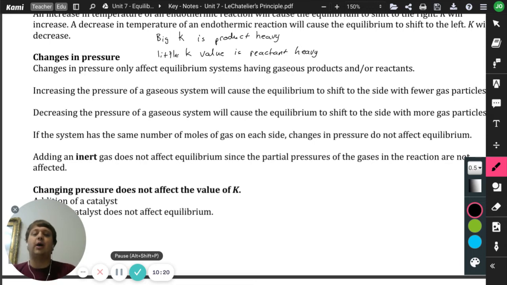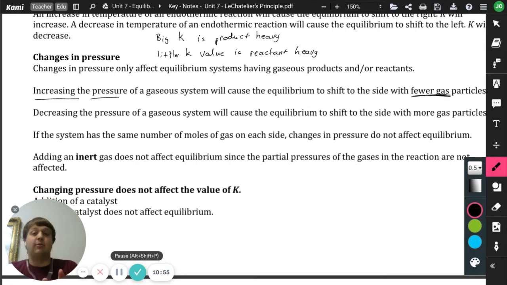Okay, so do keep that in mind when we're talking about changes in pressure. If we increase the pressure, it's going to shift to the side with fewer particles, and if I decrease the pressure, it's going to shift to the side with more particles. Now, here's something to know. If the system has the same number of moles of gas on each side, then changes in pressure will not affect equilibrium. Well, let's look back at this. If I increase the pressure in a gaseous system, it causes it to shift to the side with fewer particles.